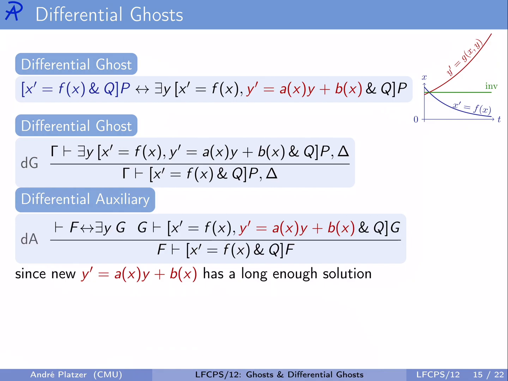And we can also package it up in the way we've already used it in the exponential decay example to go one step further and prove that if we ask an invariant question about a differential equation, we can ask another invariant g about an enriched differential equation with a new differential ghost y prime equals a of x y plus b of x, whenever we make sure that the old invariant f is equivalent to, for some y, the new invariant does hold. Why?